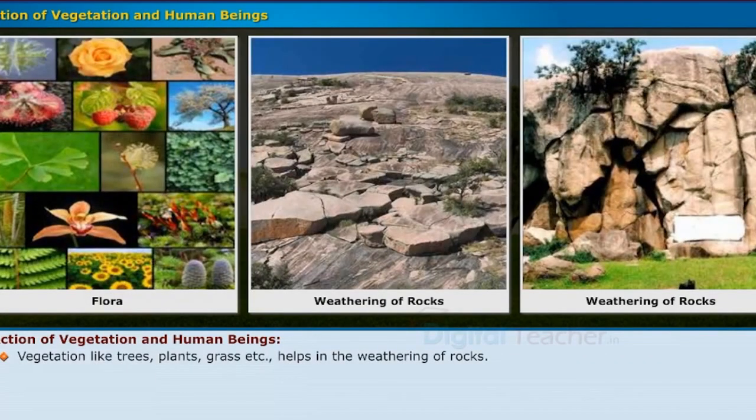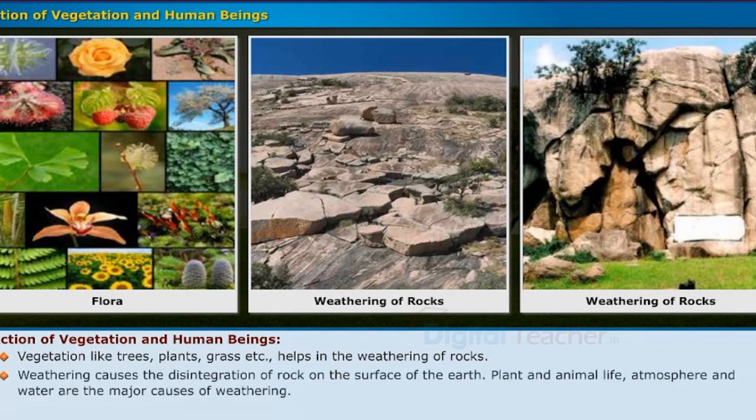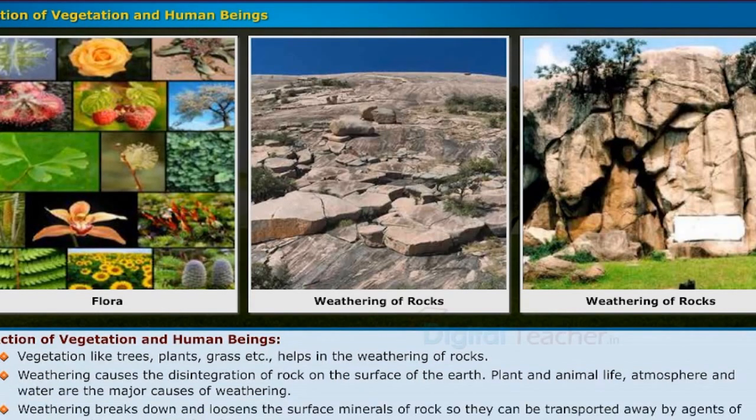Vegetation like trees, plants, grass, etc. helps in the weathering of rocks. Weathering causes the disintegration of rock on the surface of the earth. Plants and animal life, atmosphere and water are the major causes of weathering. Weathering breaks down and loosens the surface minerals of rock so they can be transported away by agents of erosion such as water, wind and ice.